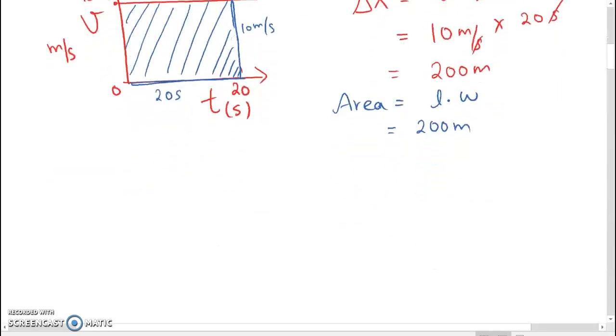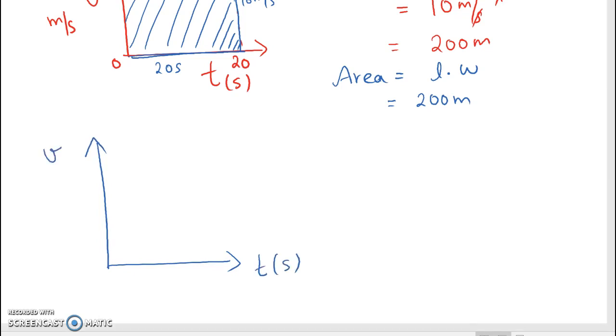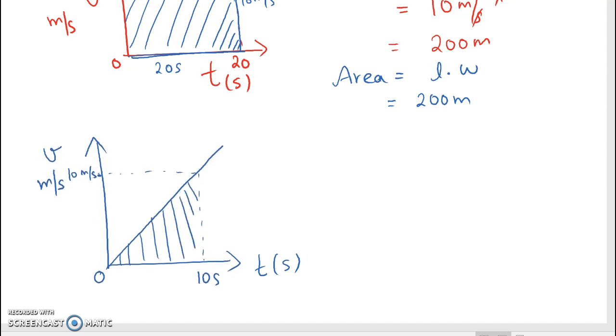Would this work if it was not moving at a constant velocity? Let's see. Again, time in seconds, velocity in meters per second, and you have an object that is steadily accelerating. Let's put some numbers into this. So this is 0. Let's say this is 10 seconds, and let us say this is 10 meters per second. If I wanted to calculate the displacement in the first 10 seconds, applying the same concept, I could calculate that as the area under the graph.